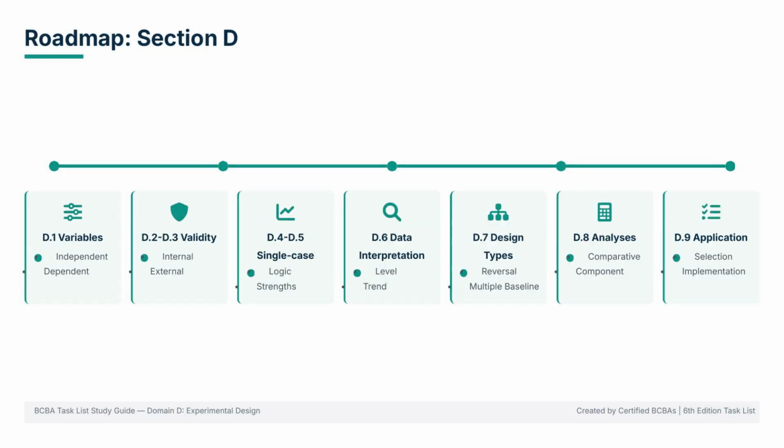Here's the roadmap for what you need to master in Section D. First, we start with variables, independent and dependent. Then we move into internal and external validity. After that, we cover the logic and strengths of single-case designs. Next comes data interpretation, level, trend, and patterns. Then we'll look at the major design types, including reversal and multiple baseline. We'll also cover experimental analyses, comparative, component, and parametric. And finally, we'll focus on real-world application, choosing the right design and implementing it correctly. If you understand how these pieces connect, Section D becomes much easier.